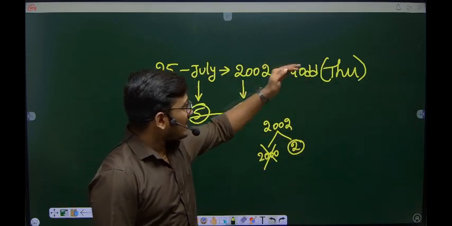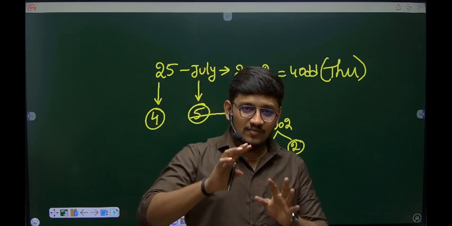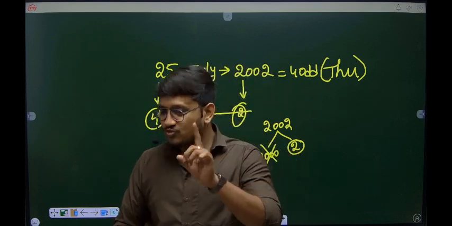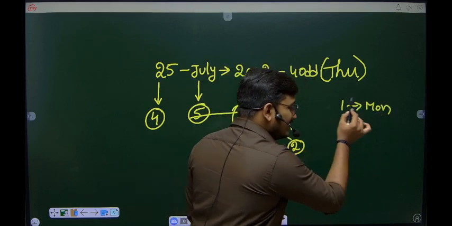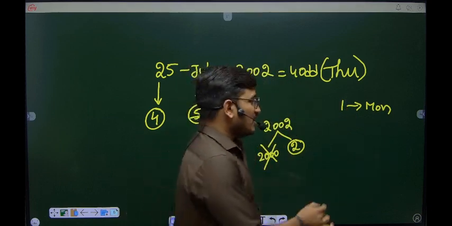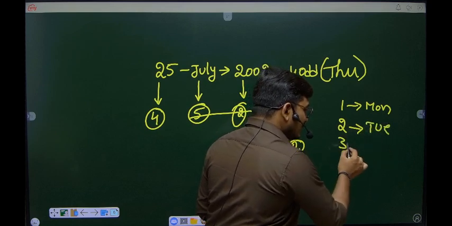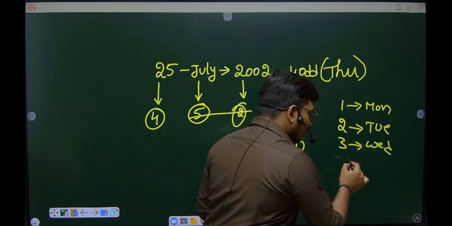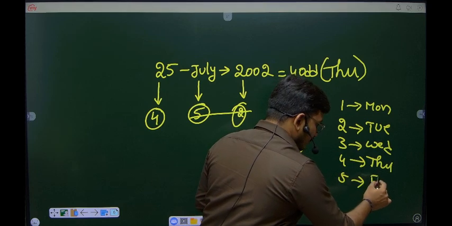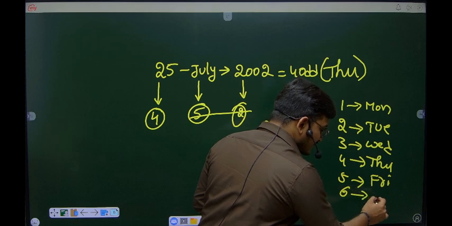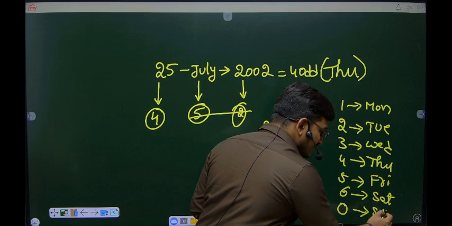So based on the final remainder, we decide which day it is. If the final remainder is 1, it indicates Monday. If it is 2, Tuesday. 3 means Wednesday, 4 means Thursday, 5 means Friday, 6 means Saturday, and 0 means Sunday.